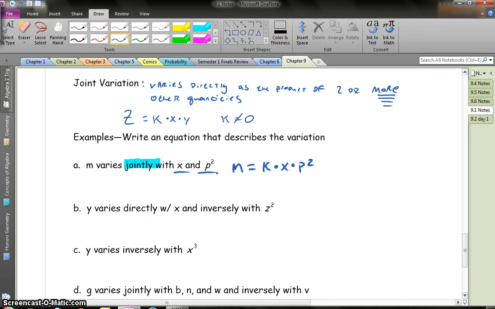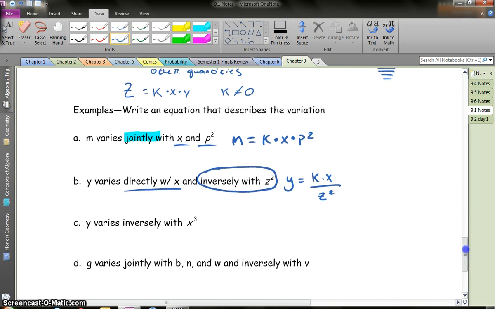Let's look at this one. y varies directly with x and inversely with z squared. So y varies directly with x. Well, direct variation is k times x. So that was this part. And inversely was z squared, so I would divide by z squared. Now, C. y varies inversely with x cubed. So y varies inversely, so that's k over x cubed, because the inverse tells me divide.